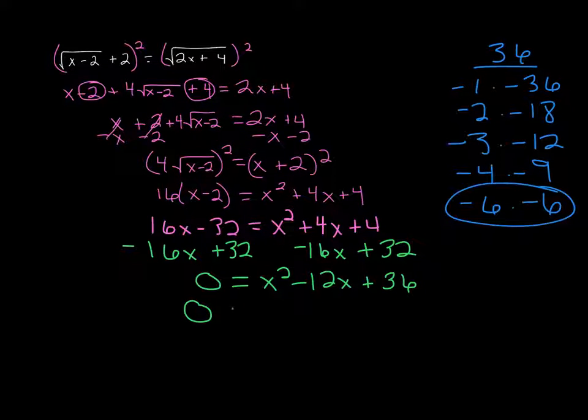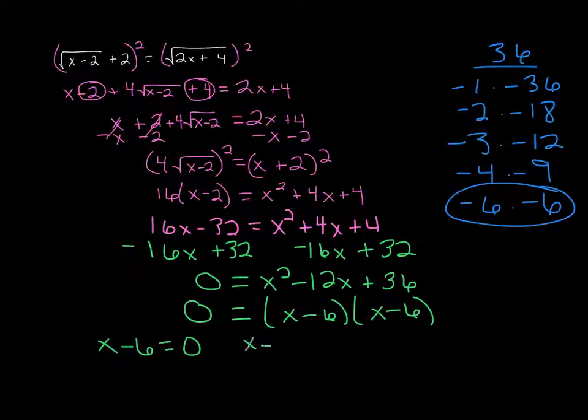So 0 equals x minus 6, x minus 6. So x minus 6 equals 0, x minus 6 equals 0. We have what's called a double root. We don't usually list it twice in our final answer. But we do need to check 6 and make sure it does in fact work.